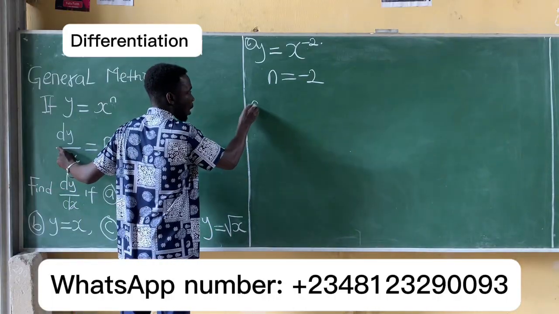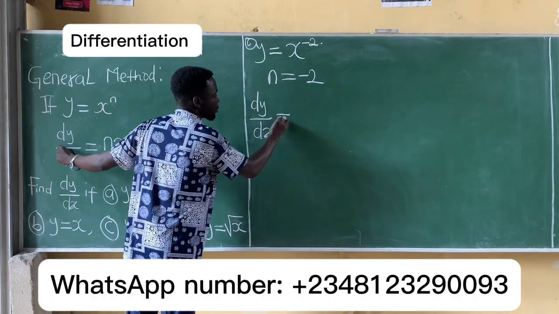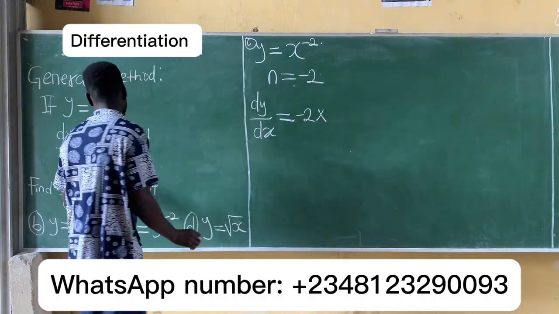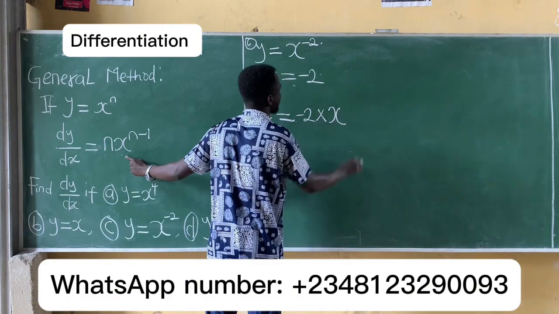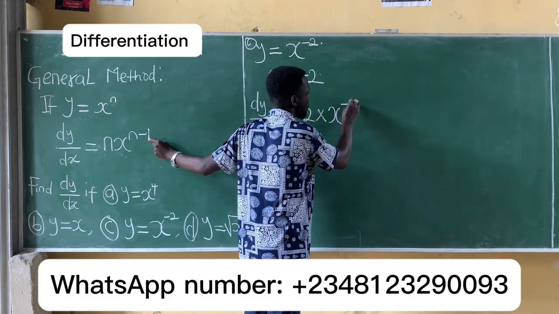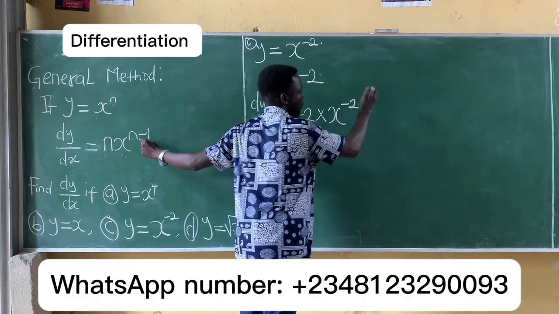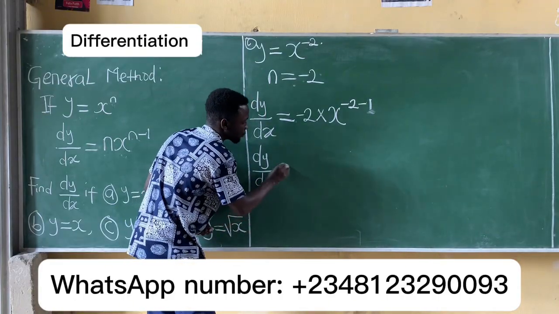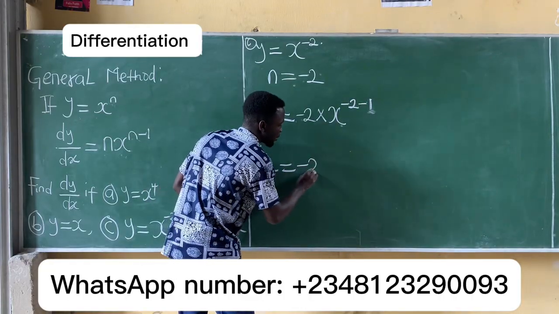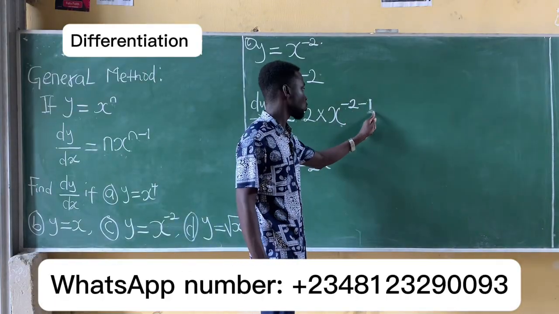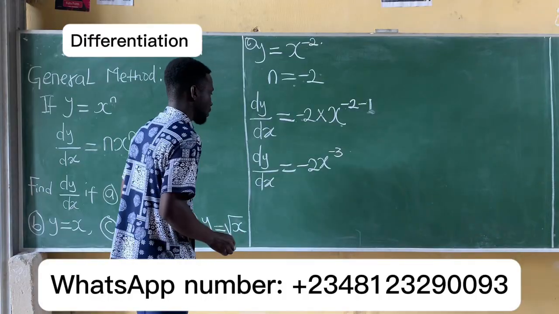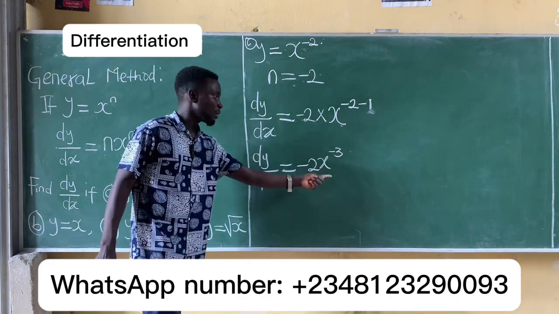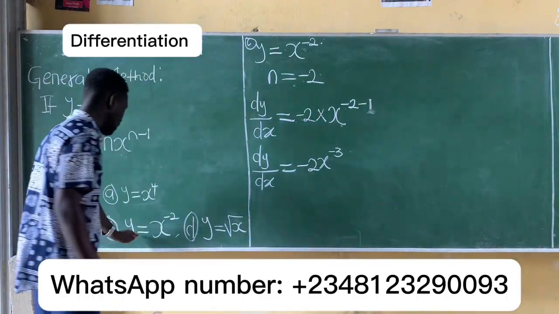So let's get dy/dx. Our dy/dx now becomes n times x to the power n minus 1. N here is minus 2, so this becomes minus 2 multiplied by x raised to the power minus 2 minus 1. Minus 2 times x gives us minus 2x, and minus 2 minus 1 gives us minus 3. So if you differentiate y equal to x raised to the power minus 2, our dy/dx becomes minus 2 times x raised to the power minus 3. So this becomes the answer to C.